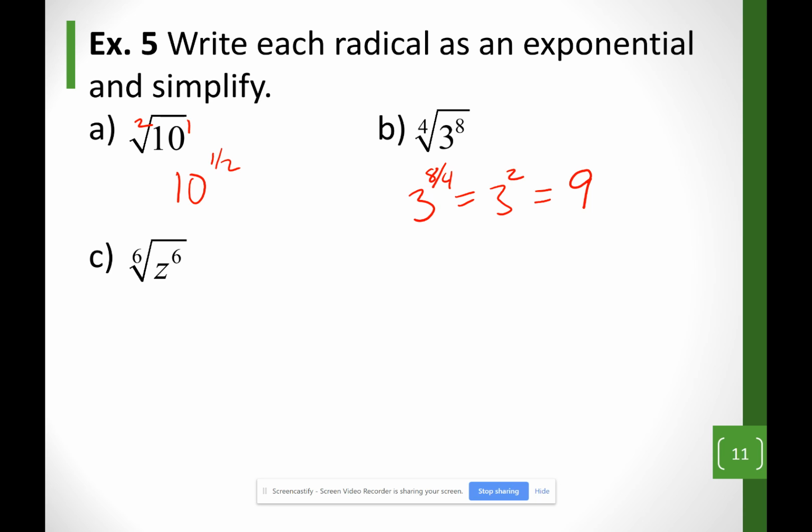Now in example C, I have z to the 6 over 6. Now my fraction can be simplified as z to the 1, better known as z.